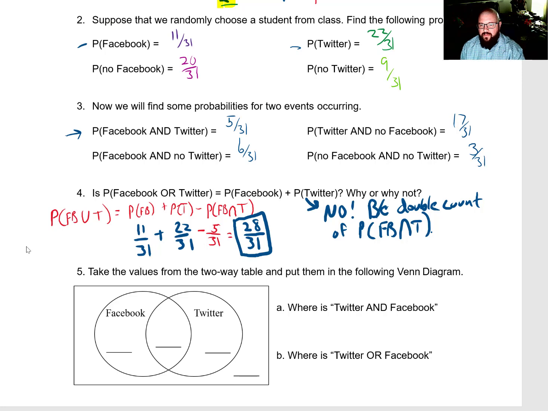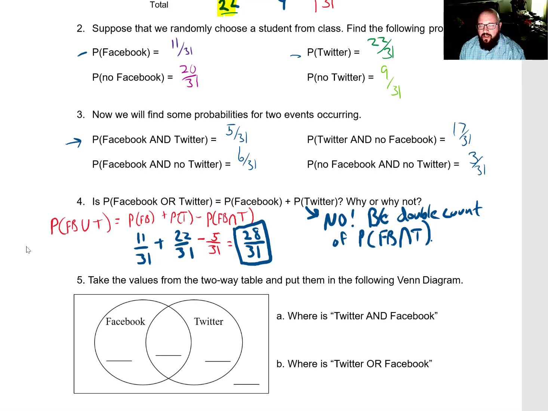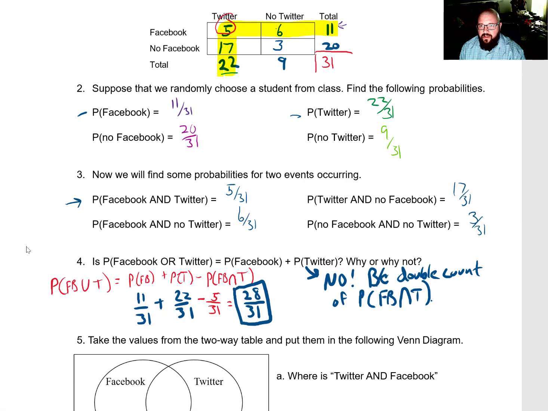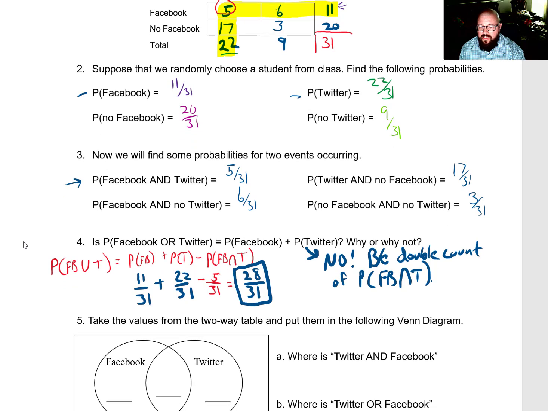Alright, so now, with this one we're doing Facebook and Twitter. So that one that I circled right there, that we did twice when we did Facebook or Twitter, that is our value of Facebook and Twitter. So we should know that we have 5, because where the Facebook circle and the Twitter circle overlap, the value was 5. There were 5 people that did Facebook and Twitter.